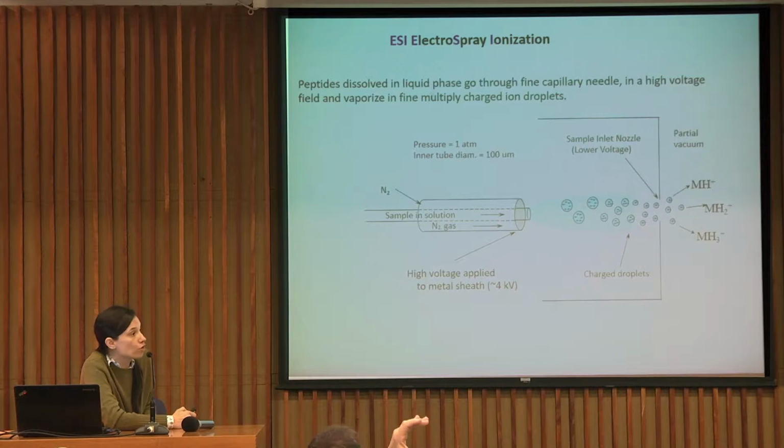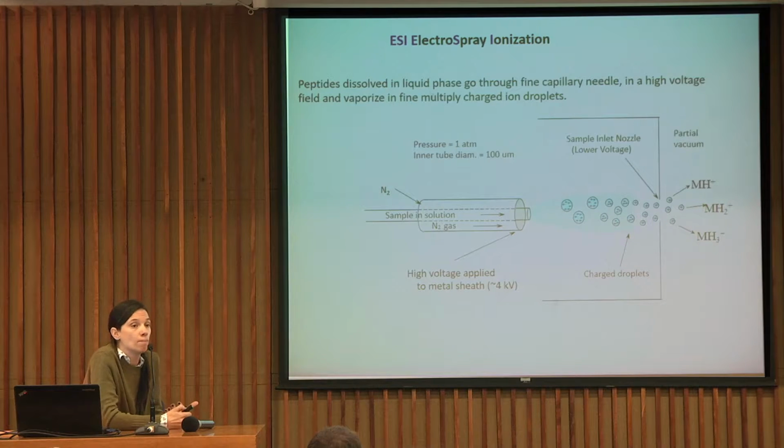The other form of ionization we use in proteomics is ESI, or electrospray ionization. In this case, the peptides are dissolved in liquid phase, and they go through a very fine capillary needle, which is under high voltage, and they vaporize into fine multiply charged droplets. In the case of peptides, we usually will have charges of +2 to +4 or 5, but in the case of big proteins, you may have charges of up to +45 or even more.